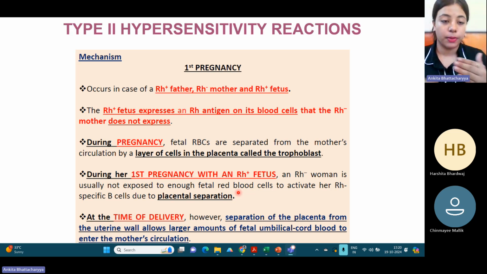So during that time, think of this as the uterine wall, the placenta is attached to it because it allows the baby to easily access the mother's nutrients, and also for the placenta to accordingly adjust in size as the baby grows. However, when this separation needs to happen, the detachment from the uterine wall can often allow a large amount of blood from the fetal umbilical cord to actually enter into the mother's circulation. So this is where it becomes dangerous during the time of delivery.